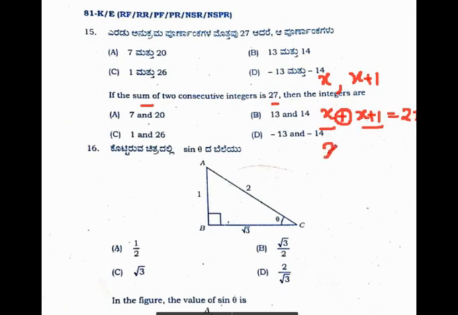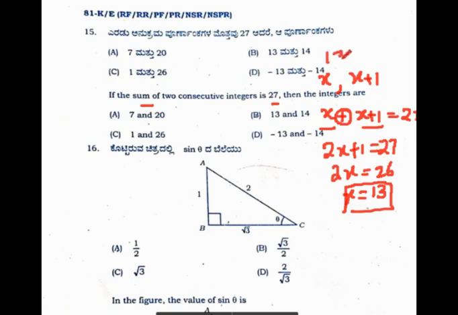So x plus x is 2x. 2x plus 1 is equal to 27. 2x is equal to 27 minus 1, which is 26. x value will be 13. If one value of the number is 13, the other one will become 14, because the consecutive number for 13 is 13 plus 1, which is 14. Correct option for this question is B, 13 and 14.